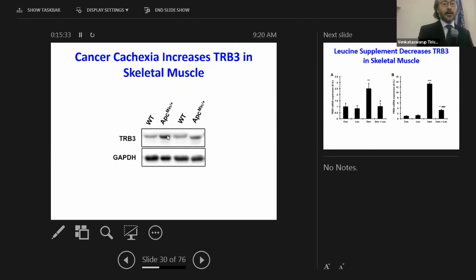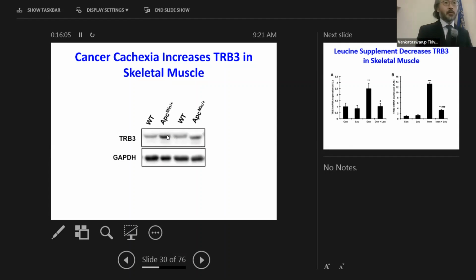Even with just this piece of data, we believe it is very promising that TRB3 may be important for cancer-induced muscle atrophy. With that idea, we saw that TRB3 knockout mice are protected from muscle atrophy. So how are we going to actually inhibit TRB3 in humans? We cannot generate knockout humans. So how are we going to suppress TRB3 expression in humans?